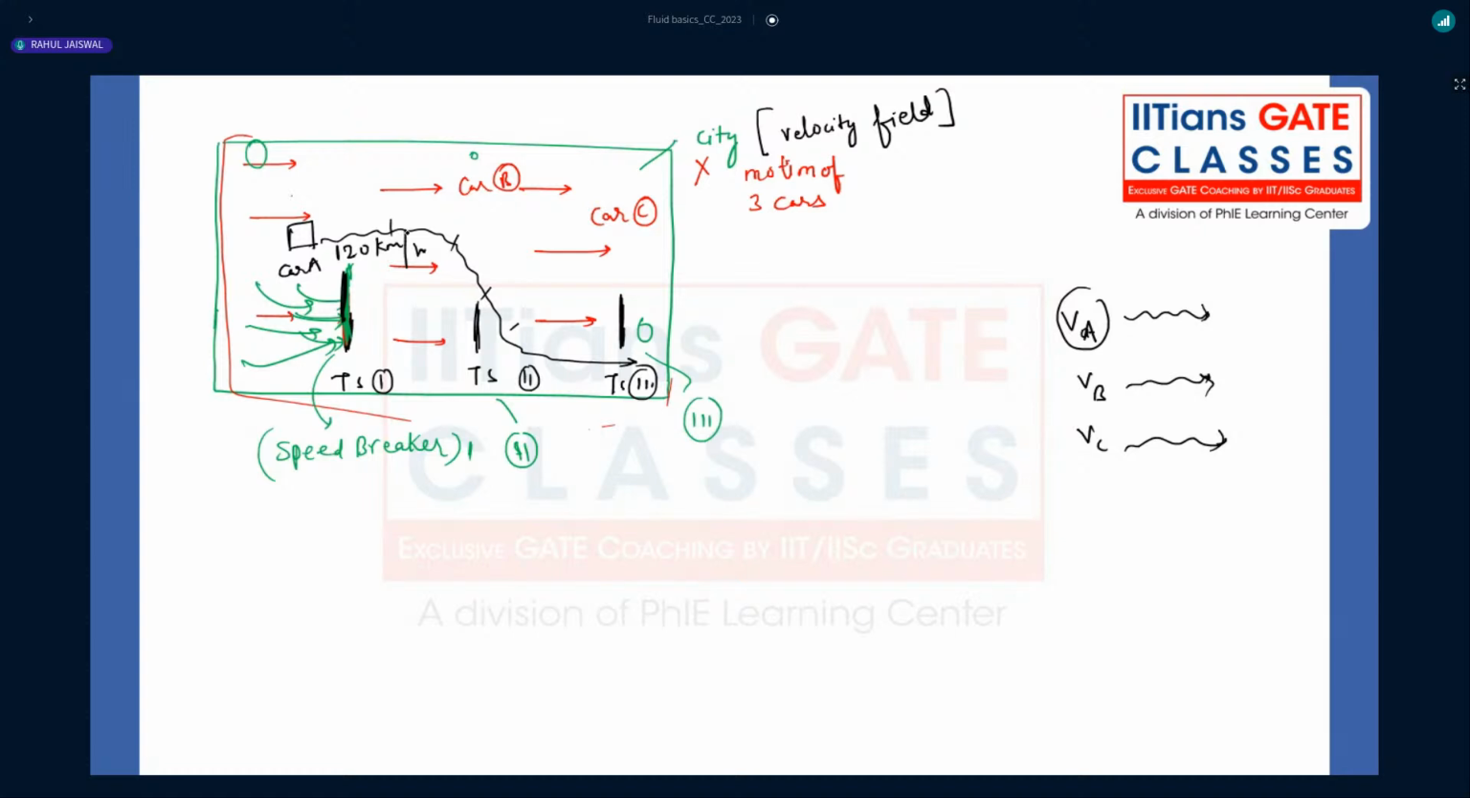But if I say speed breaker 1 has the speed 120 km per hour, no car can exceed this particular limit. Speed breaker 2, 100 km per hour. That means all cars at this location have to be at 120 km per hour. That means if I say the speed at speed breaker 1, that is given by Eulerian description.